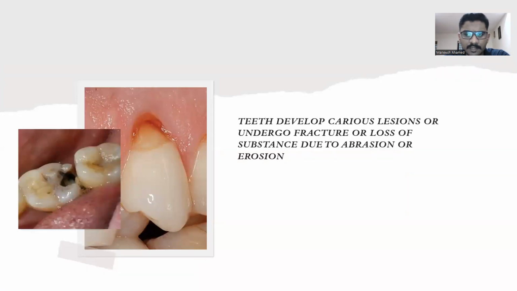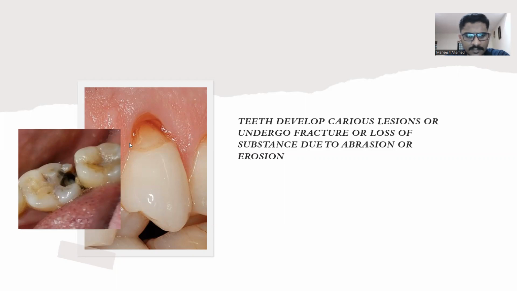So teeth can develop carious lesions or can undergo fracture or loss of substance due to abrasion or erosion. Here, as you can see in this picture, the first picture depicts a dental caries lesion. This is dental caries in action. That is, a tooth is destroyed due to microorganisms which ferment carbohydrate and produce acid, which causes dissolution of enamel, dentin, or the mineralized structures of the tooth and causes destruction to the tooth structure.